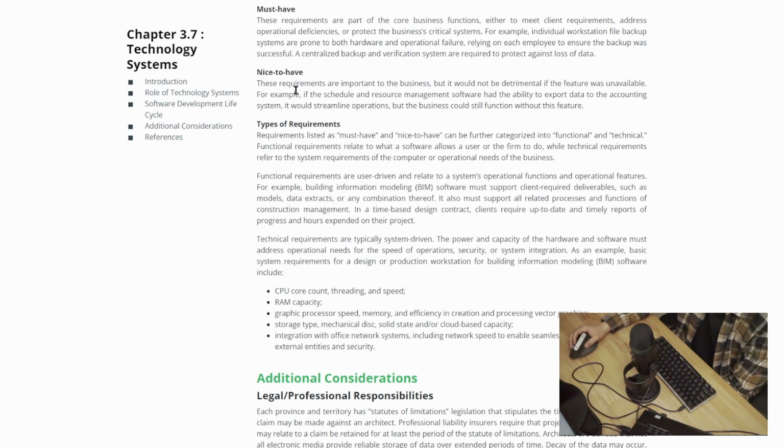Nice to have. These requirements are important to the business, but it would not be detrimental if the feature was unavailable. For example, if the schedule and resource management software had the ability to export data to the accounting system, it would streamline operations, but the business could still function without this feature.